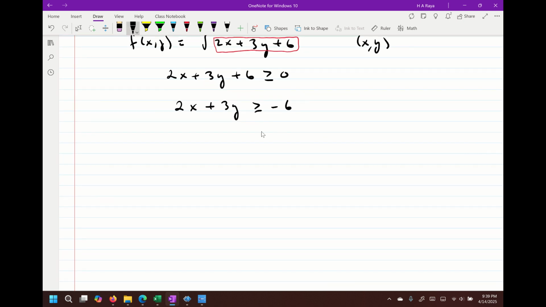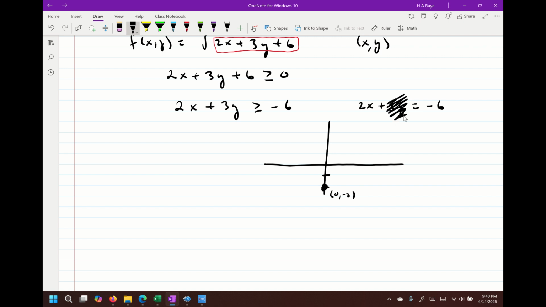Consider what the graph will look like for 2x plus 3y equal to negative 6. This is the equation of a line, and you can quickly determine what that line will look like by first considering the x to be out of the picture and solving 3y is equal to negative 6. This will give you that y is equal to negative 2. So you would have that point right there at 0, negative 2.